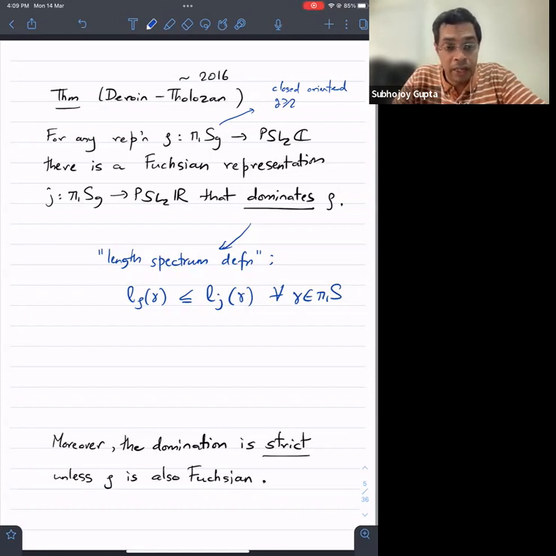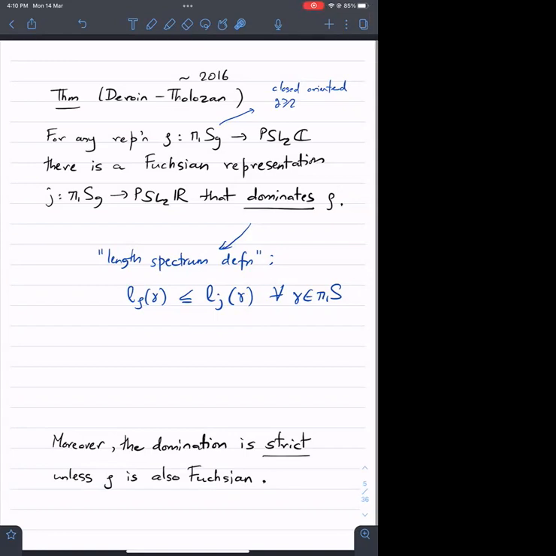It's domination in the length spectrum, which means that for every curve gamma in the group, the rho length, or the length of gamma with respect to the representation rho, is at most the length with respect to the Fuchsian representation, which is just the hyperbolic length of the closed geodesic on the hyperbolic surface that this Fuchsian representation gives.